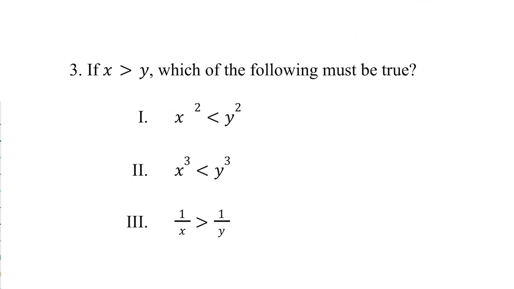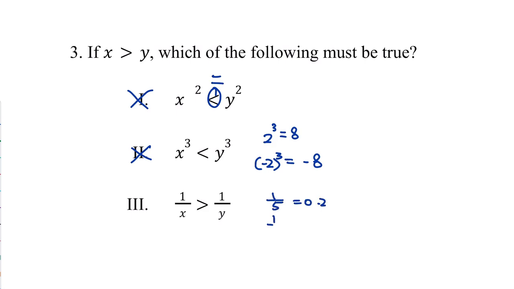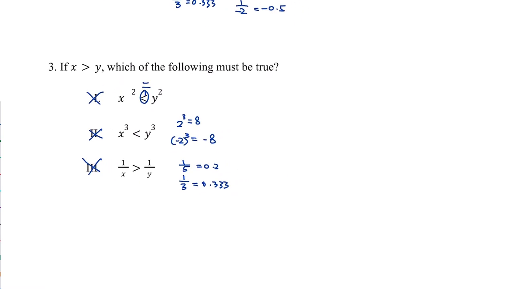Next, same case. Will this be say correct? No, because if I'm using 2 and -2, this will have been equal sign. How about cube? Maybe. Let's try it again. 2 cube is 8, -2 cube is -8. So is this true? No, no. How about the third option? 1 over 5 is 0.2, 1 over 3 is 0.33. Is it a must that this is true? No, because this is smaller. So again, none of the above. All right, this could be your questions.